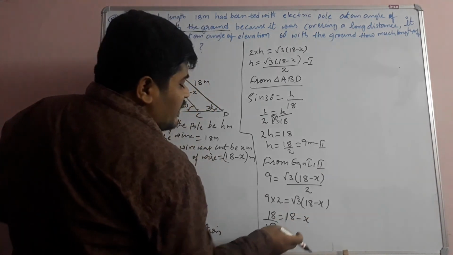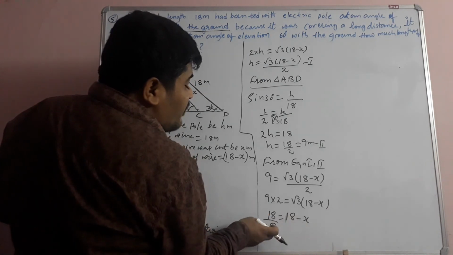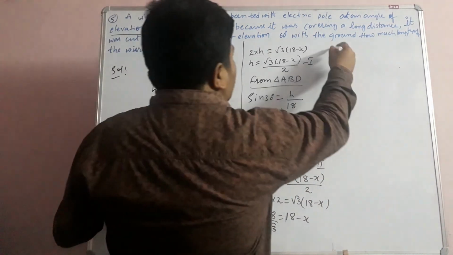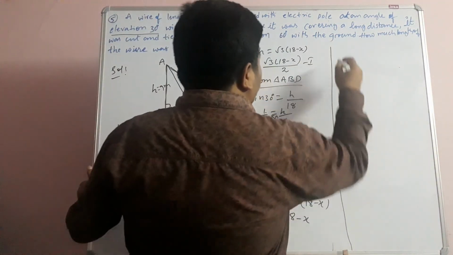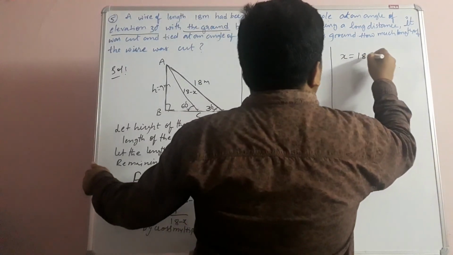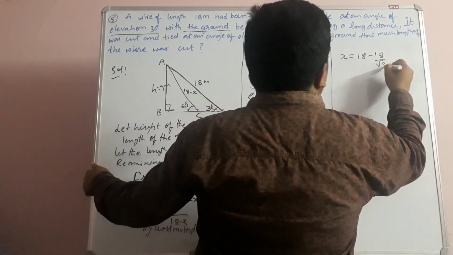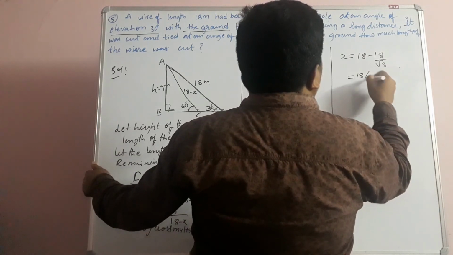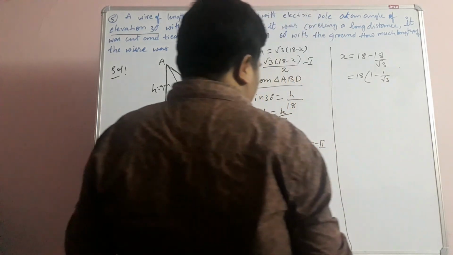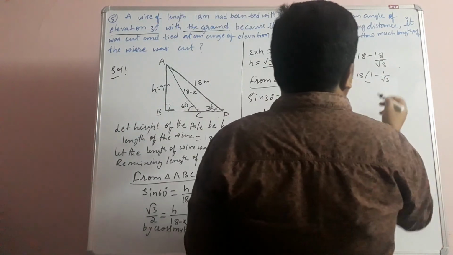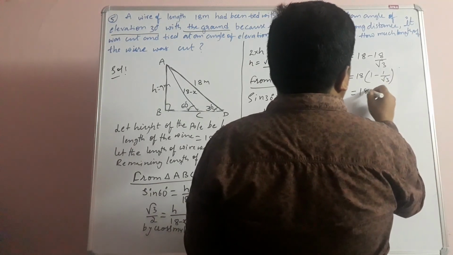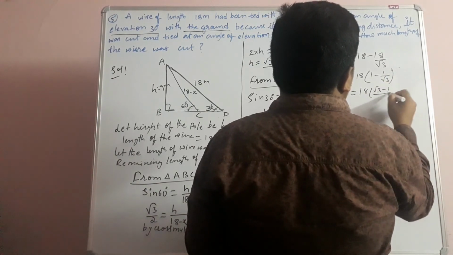Now children, just simply transpose minus x to the left hand side and 18 by root 3 to the right hand side. So then what will you get? x is equal to 18 minus 18 by root 3. So children, here simply take 18 common, 18 of 1 minus 1 by root 3. Okay, so children, here you just rationalize. First before rationalizing, simplify this. 18 of root 3 minus 1 by root 3.